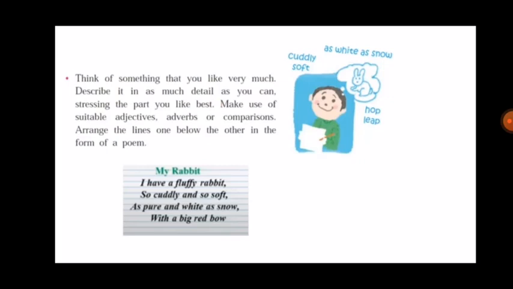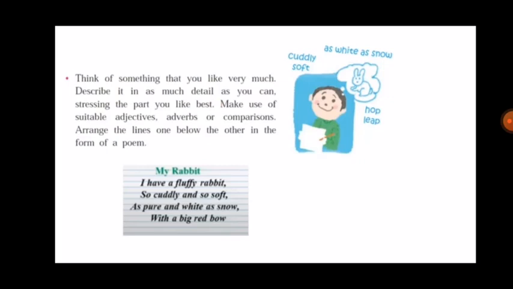My Rabbit. I have a fluffy rabbit, so cuddly and so soft, as pure and white as snow, with a big red bow. So you can see here he has also used rhyming words. They are there. That is snow and bow. Okay.